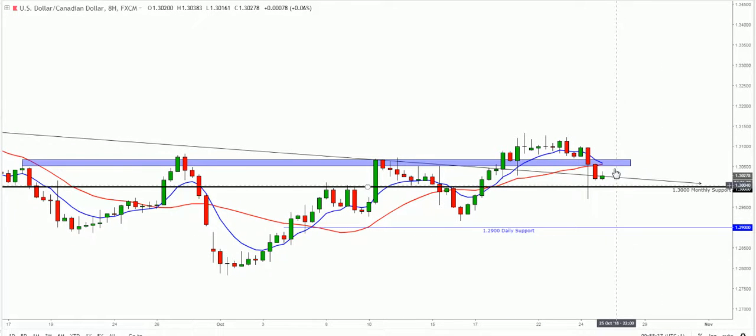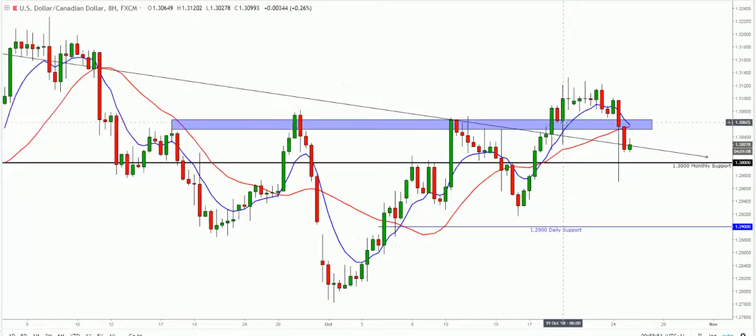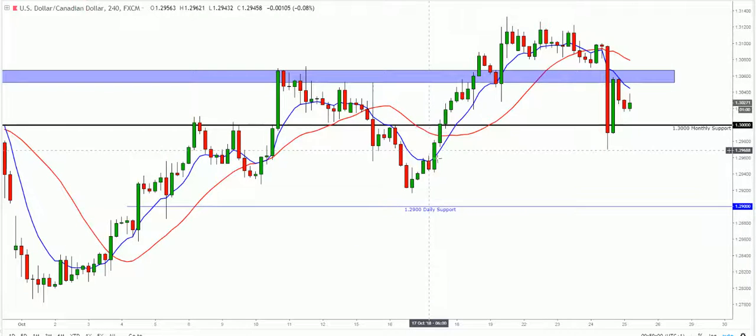The 8-hour time frame, price has broken below the moving averages, which are looking to cross over towards the downside. The last 8-hour candle did close very bearish back beneath that overall downtrend, so we could definitely be heading lower here today.